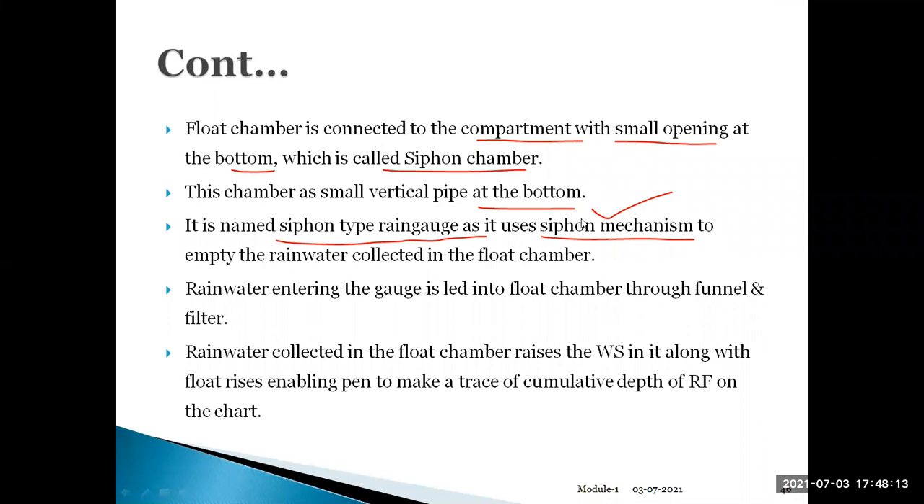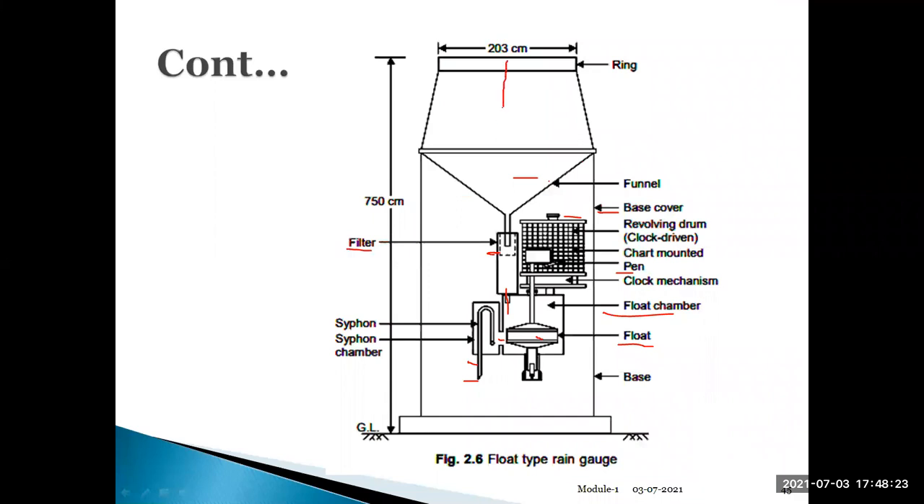So this uses the siphon mechanism to empty the water which is collected in the float chamber. See, first I'll tell you here. Once the water enters through the funnel, it will pass to the filter. After passing through the filter, it will get collected in the float chamber.